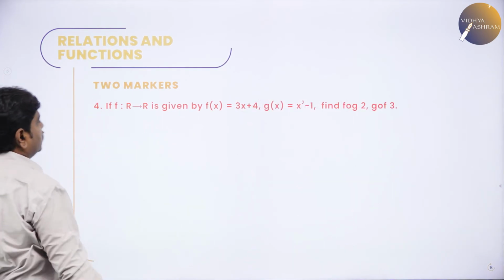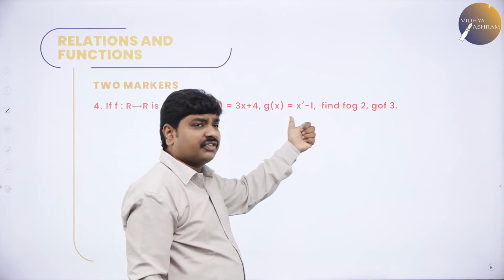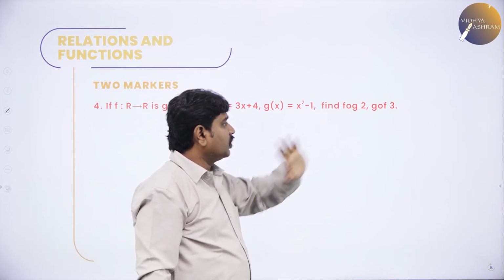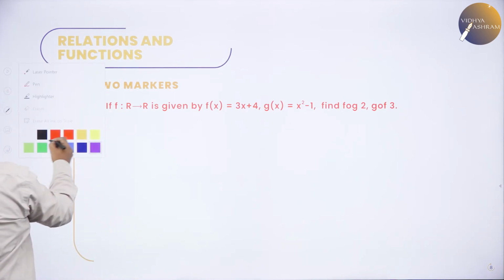Now we will go ahead with another question. So they have given f of x. What is f of x given? 3x plus 4. What is g of x? x square minus 1. They want FOG2 and GOF3. So all of you know how to solve this, so we'll go ahead and solve this.